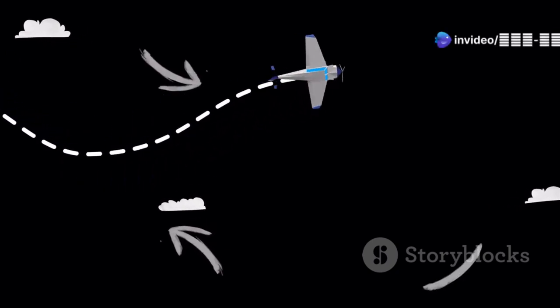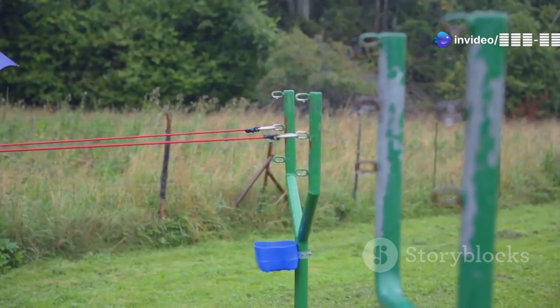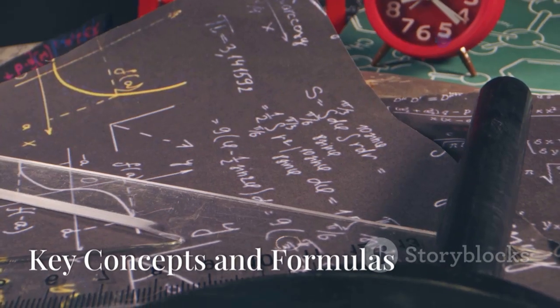Now you might think projectile motion is just about things going up and down. But here's the interesting part. The object actually follows a curved path, specifically a parabola. That's why those cannonballs don't just go straight up and then fall straight back down. They travel horizontally as well, creating that beautiful arc we associate with projectile motion.